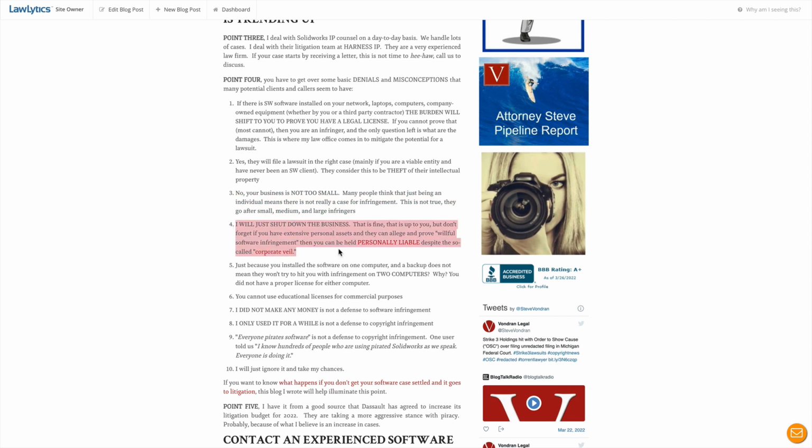Number 4, I'll just shut down the business. Okay, you can shut down your business, but remember, in copyright infringement cases, there's case law. You could be held personally liable despite the so-called corporate veil. I've got 2 good links there if you want to learn more about personal liability in these cases.